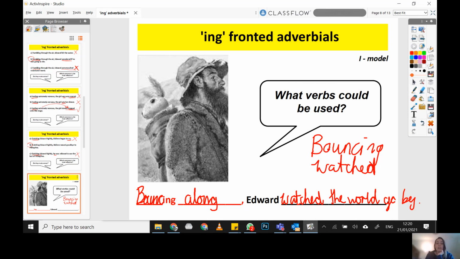You could have reversed it. You could have said, watching the world go by, Edward bounced along in the backpack, for example. It doesn't matter as long as my 2 verbs are different from one another. I don't want to be repeating myself. I need my fronted adverbial to add value by describing how the action is happening. Let's have a go at another picture.